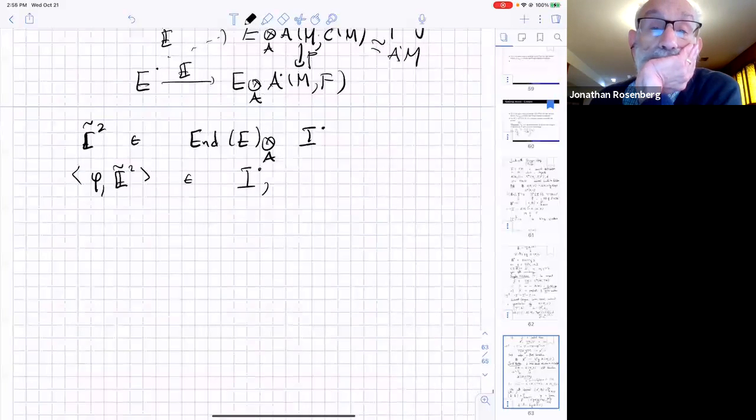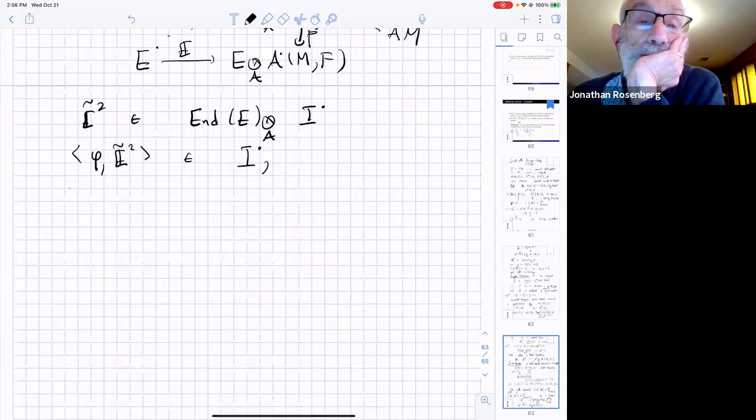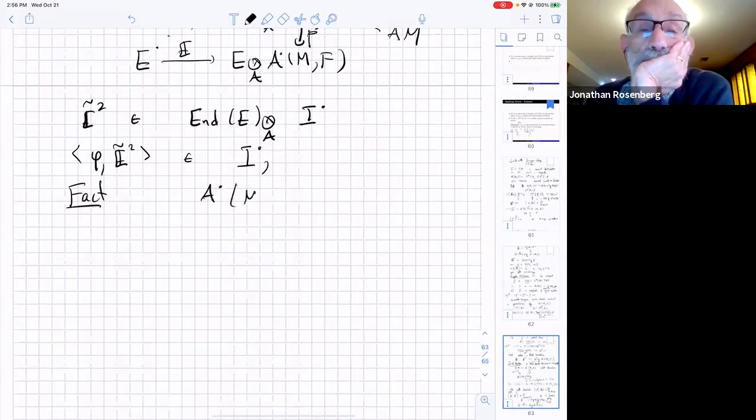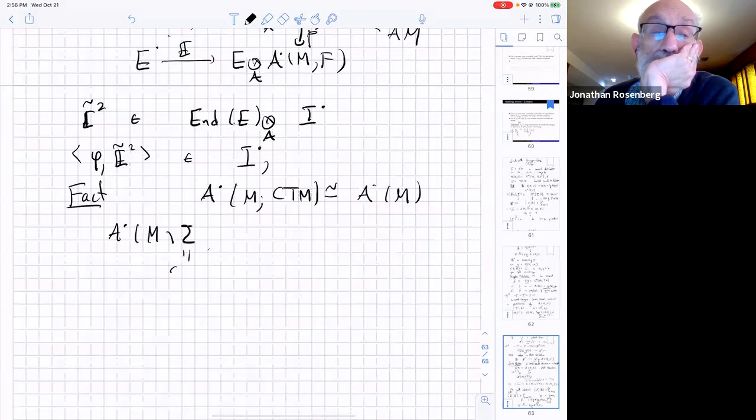But now you have the following. Well, we have that A of M CTM is in fact equivalent to A dot of M. But what is also true is that if you take A of M minus the singular set, this is the singularity set.